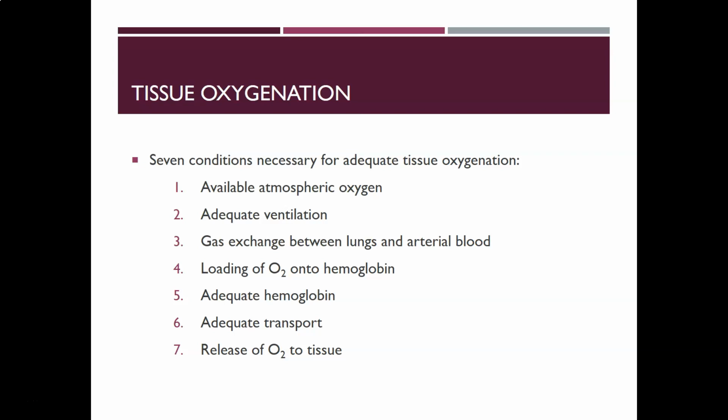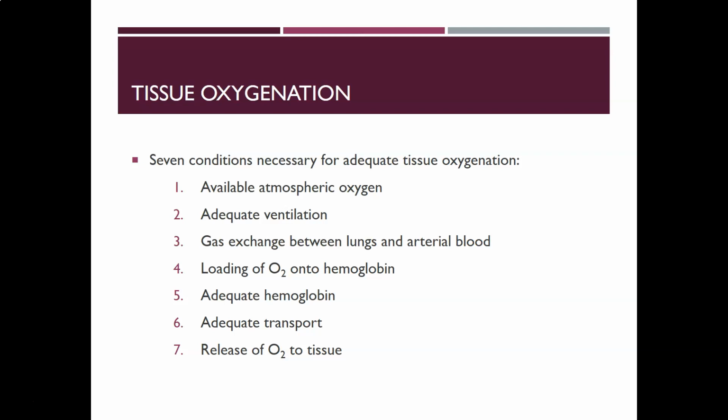And then, of course, once the oxygen crosses over into the arterial blood, it has to be able to load onto hemoglobin. Something that might interfere with that would be carboxyhemoglobin, because carbon monoxide is bound where the oxygen is supposed to bind on hemoglobin, and then the oxygen cannot load. Then you have to have adequate hemoglobin. For example, if somebody's anemic and they don't have enough red cells or enough hemoglobin, then they will not be transporting as much oxygen and therefore not get adequate tissue oxygenation.